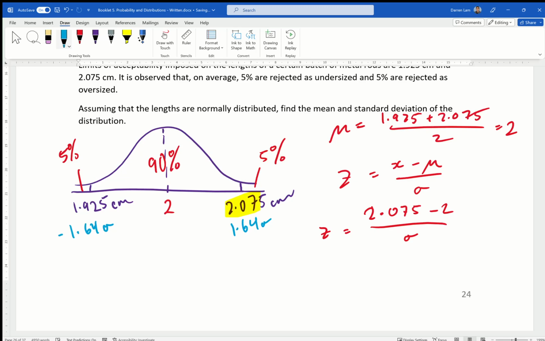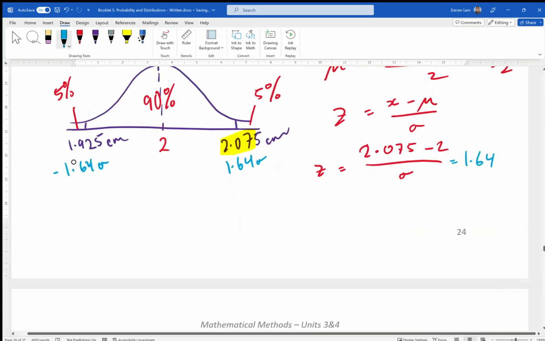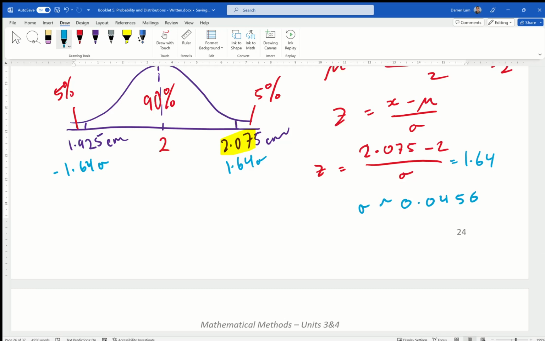Well, now I can solve the rest of my equation. Let's keep with the equation I was using earlier, and use the 1.64. So I'm going to say that equals 1.64. I know the standardized score, it's 1.64. Therefore, when I solve that, sigma becomes 0.0456. I'm just approximating that again.